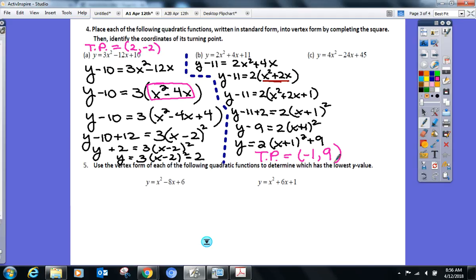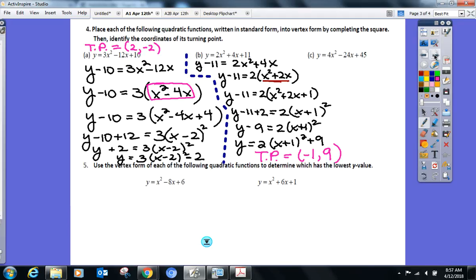But a challenge question. Hey, challenge. What is happening to this parabola if this is bigger than 1? If that a value right here is bigger than 1, what's happening? Is it getting compressed or is it getting stretched? Stretched. Okay, so this parabola is getting stretched.